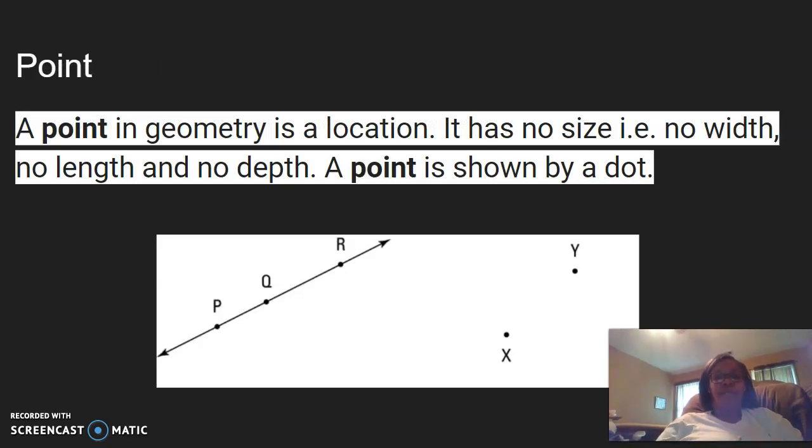All right, let's look at what a point is. A point in geometry is a location. It has no size, no width, no length, and no depth. A point is shown by a dot. It is a specific place. It doesn't move. It's just there. As you can see, this point is labeled as Y. Even on this line, you can see that we have several points labeled P, Q, and R.